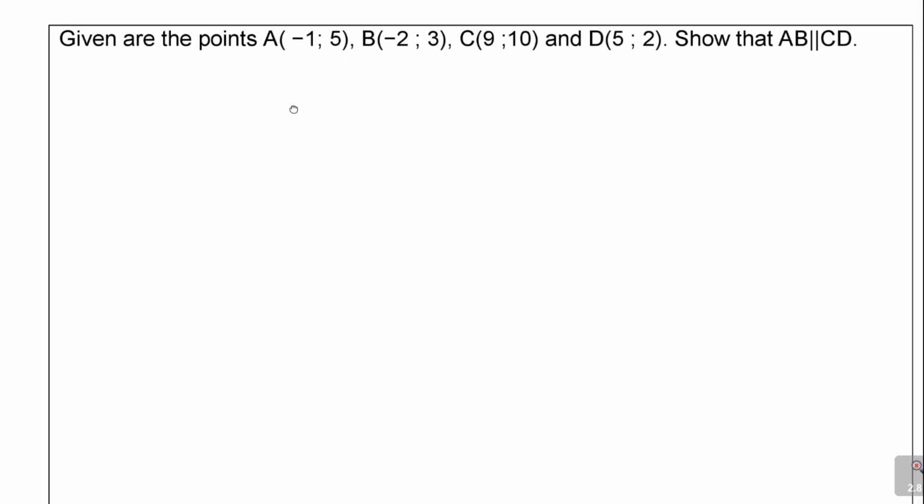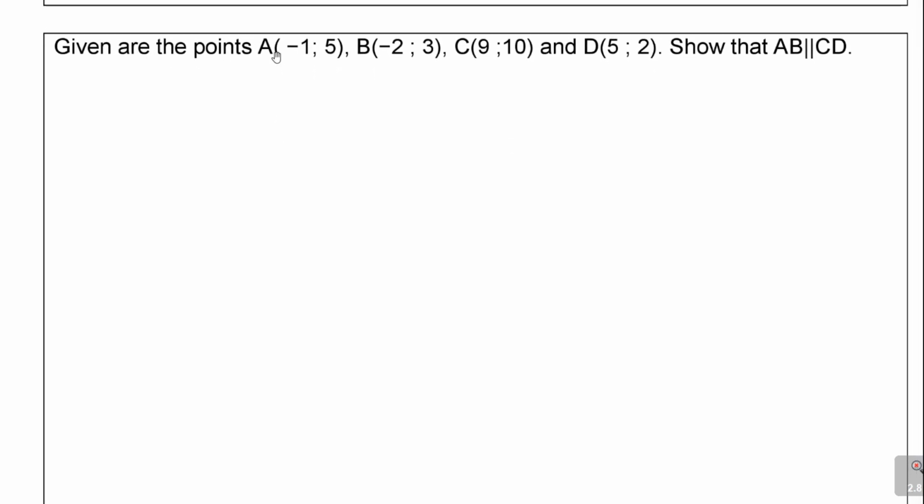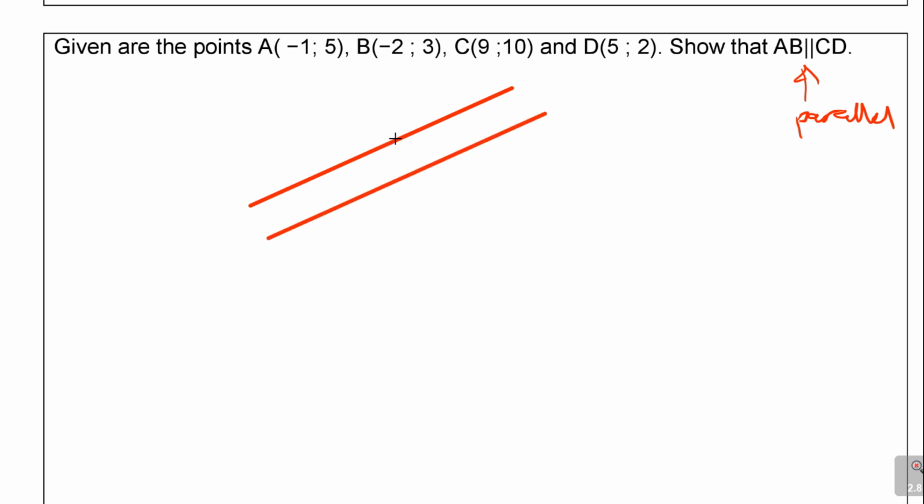The question goes: given the points A, B, C and D, show that AB is parallel to CD. What are parallel lines? Parallel lines are like this. If I draw a line like this and I draw another line like this, to show that the lines are parallel, you indicate by this. So they want us to show that AB is parallel to CD. What are we going to use?